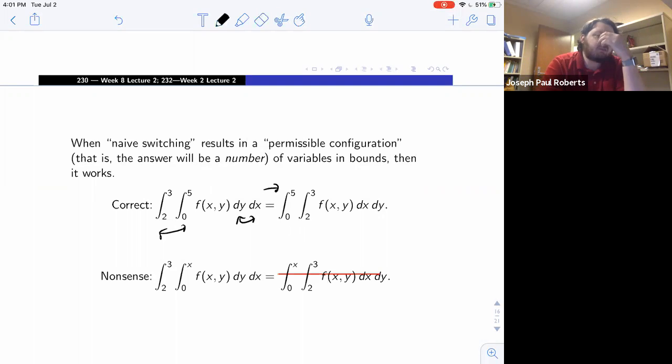So if it turns out that you get a permissible configuration, then you are allowed to just do that. By permissible, I mean it makes sense and gives a number as the answer. So that's our number 1 rule for these multiple integrals: in order to make sense at the most basic level, when you do the iterated integral procedure, it should spit out a number. When the bounds are all numbers, that works. If the bounds aren't all numbers, then you end up getting nonsense when you try that.